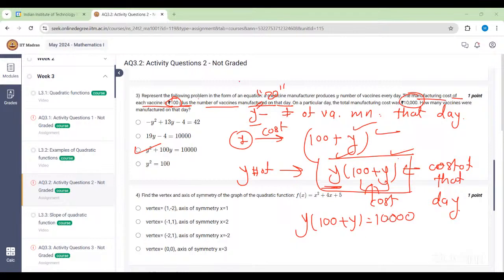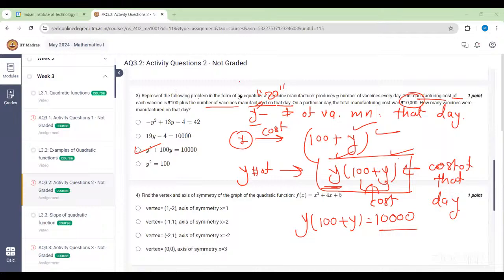So why are we multiplying by Y again? See, what will the cost be? For one vaccine, you have to spend 100 plus Y, right? That much is the cost for one vaccine. And if you are manufacturing Y number of vaccines, then the cost will be Y multiplied by that cost. So that's it.